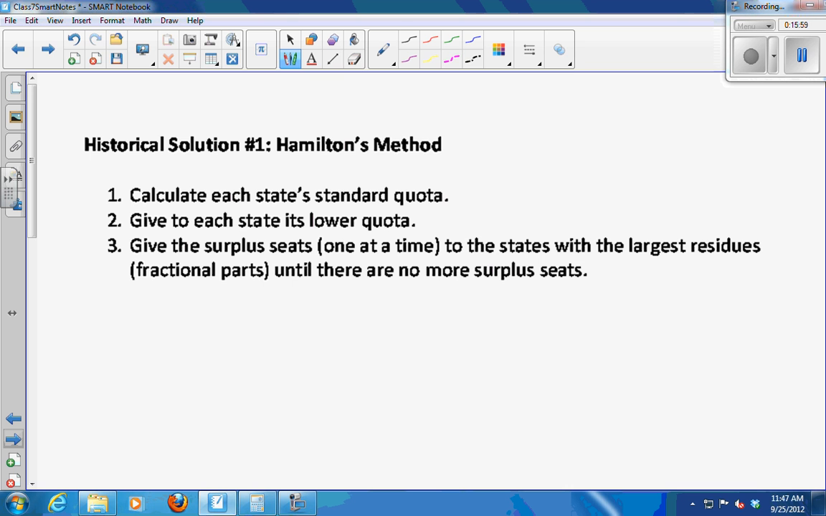So we calculate each state's standard quota, the exact number of seats they deserve, and round them all down. Give each state its lower quota, so you just chop off all the decimal parts. Then we're going to have some leftover seats. We give them out one at a time to the states with the largest fractional parts. So the state that was closest to getting another 50,000 people gets one, and then the next closest gets one of the other extras, etc.